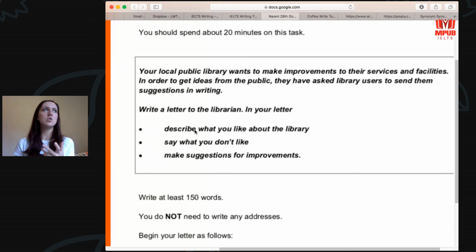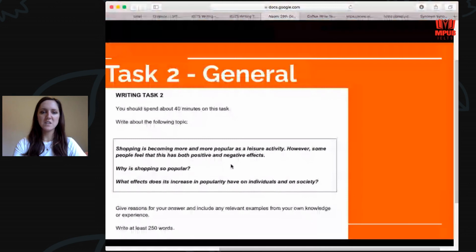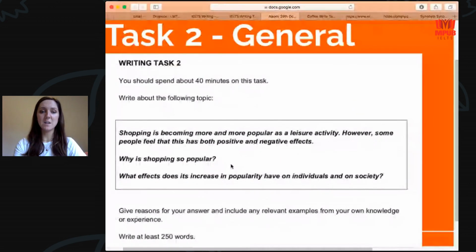I've really enjoyed taking out books from the library, and I love the wide selection of children's books that you have, for example. Say what you don't like. I could say, unfortunately, you have a restricted selection for toddlers and under 2s. This has been particularly challenging as I have two younger children who love reading. Then suggestions for improvements.